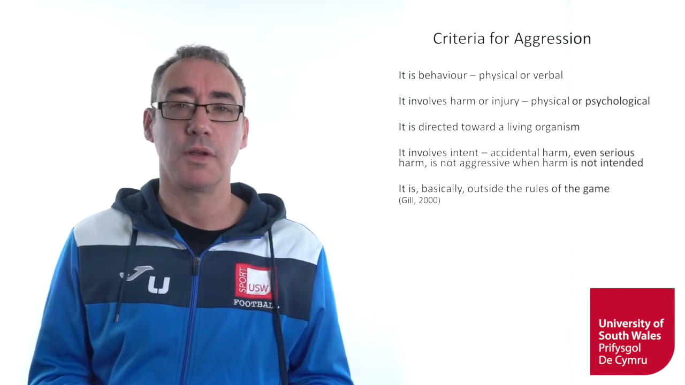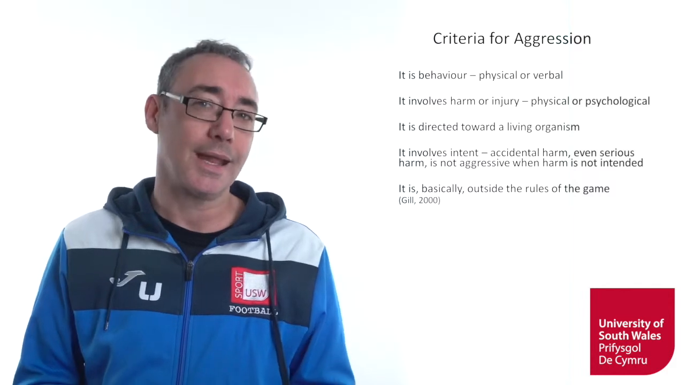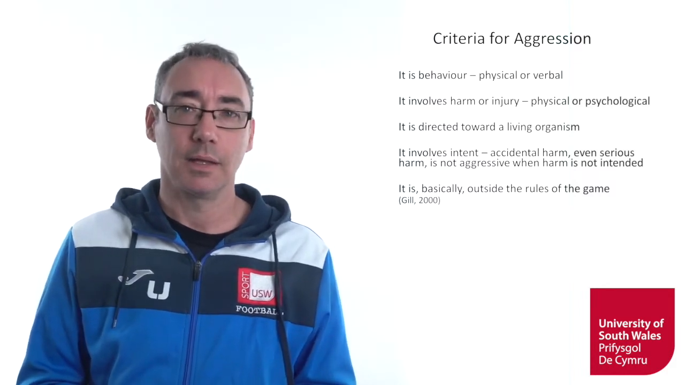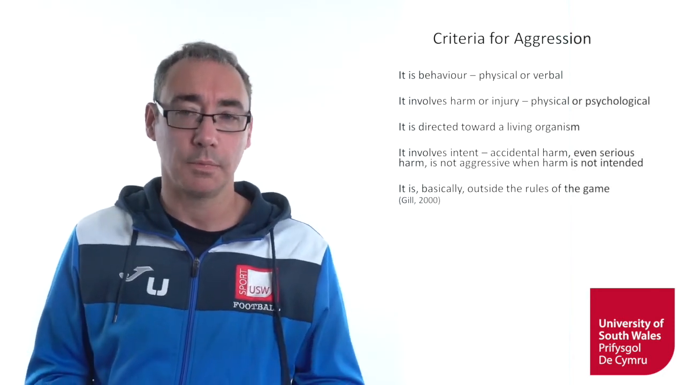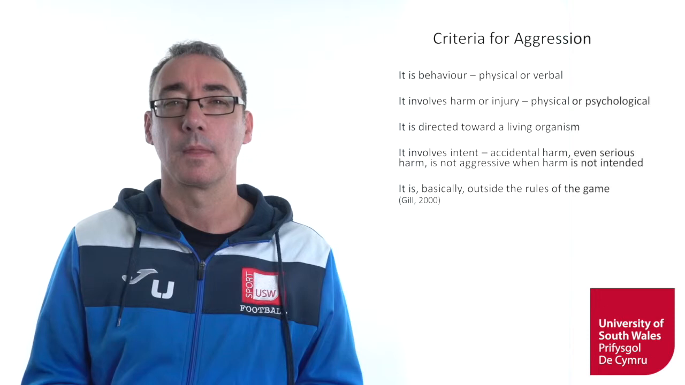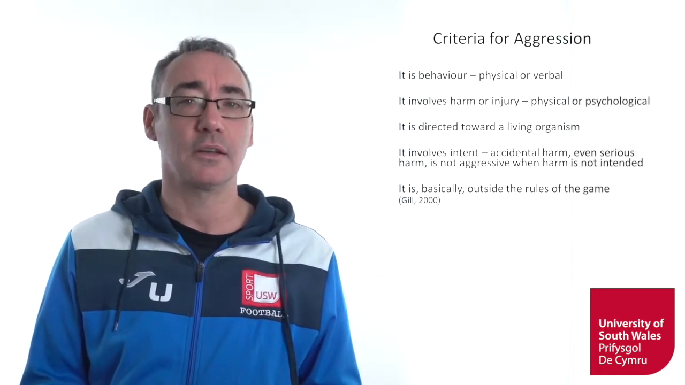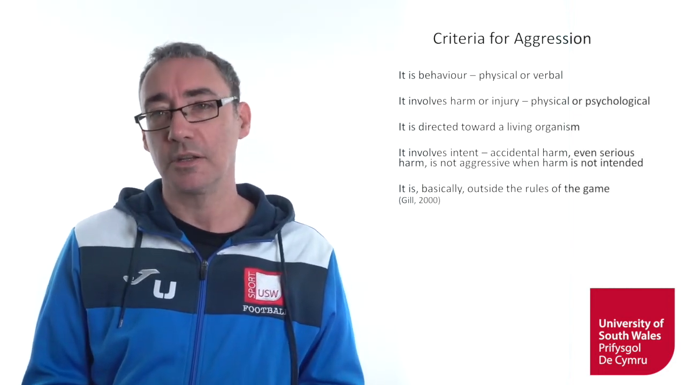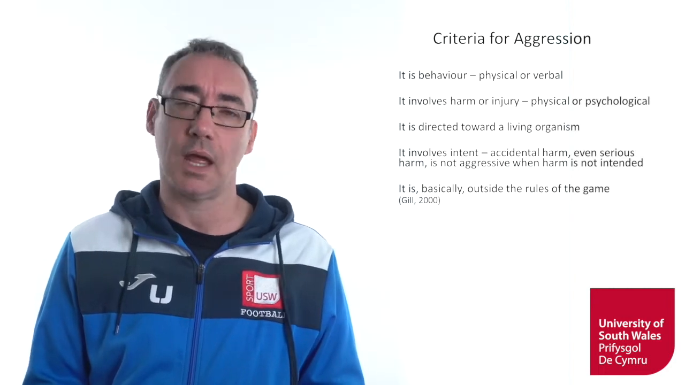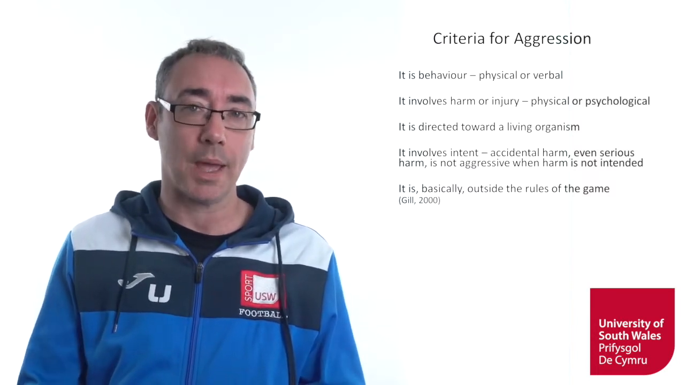It's directed towards a living organism. So in the case of Andy Roddick there, you could say, not a tennis racket. However, Gill does contradict this a little bit later on, and we'll come to that in time. Aggression involves intent. Accidental harm, even serious harm, is not aggressive when the harm is not intended. This is an interesting point. There must be a form of intent, a focus to do harm. The person must want to hurt someone or cause them physical injury or pain.